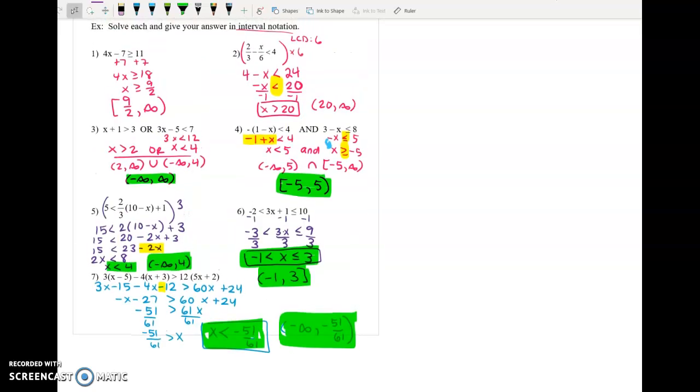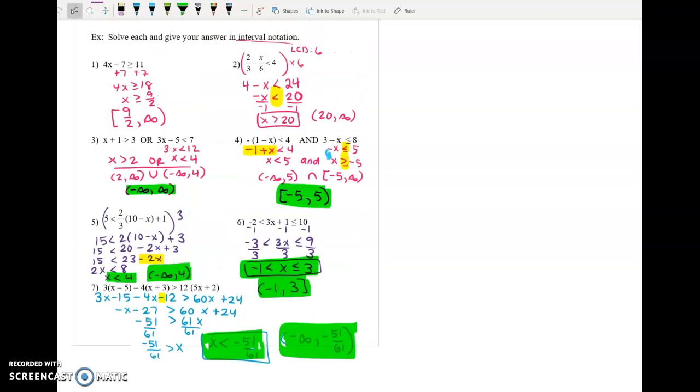That is all. If you need to hit pause and take a look at any other ones that we did from this section here, do so now.